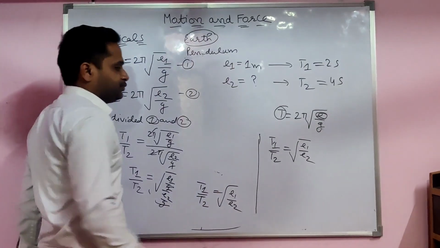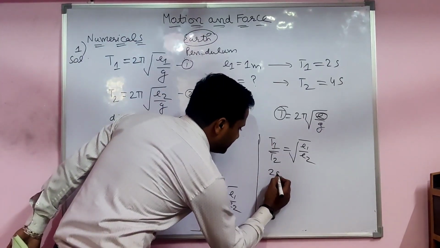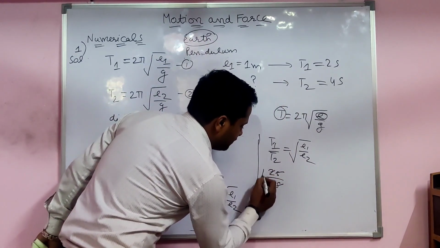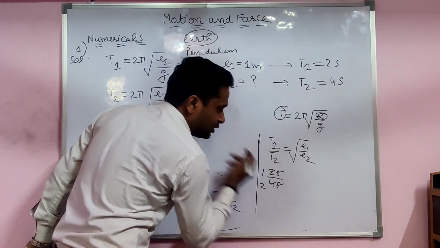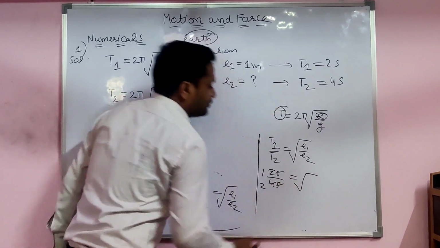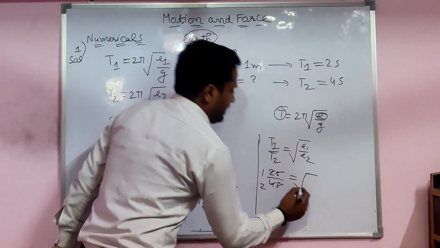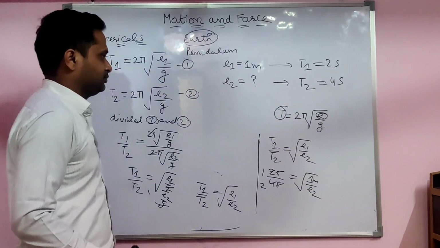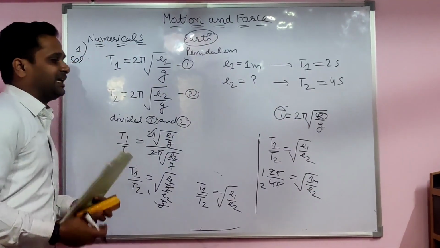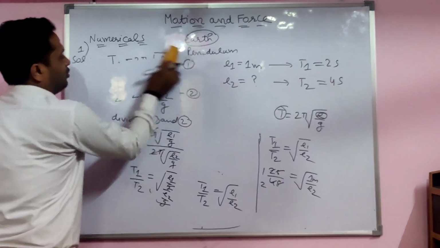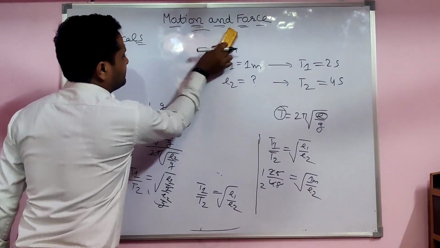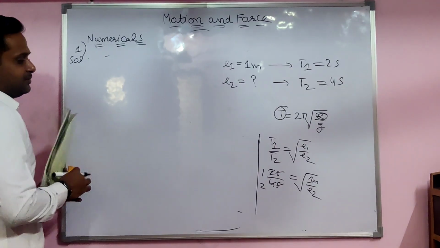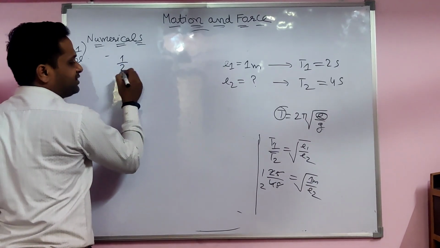Put the value. T1 is 2 seconds. Here time T2 is 4 seconds. Second cut. 1 by 2 on the left side. Under root, L1 is 1 meter. L2 you have to find out. Up to there I think you understand. Now come to the next one. See there. So this one equation is there.